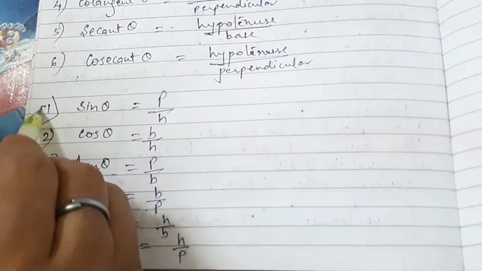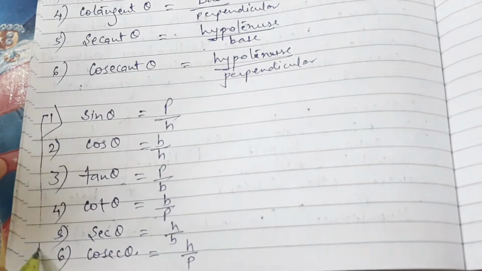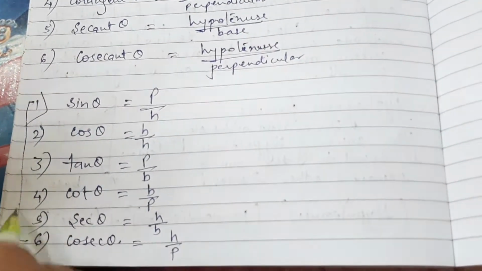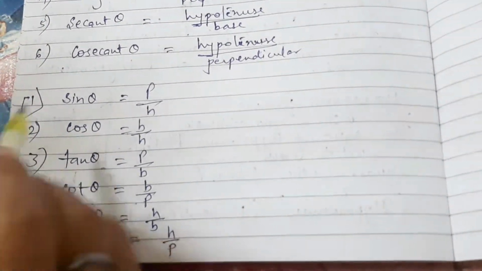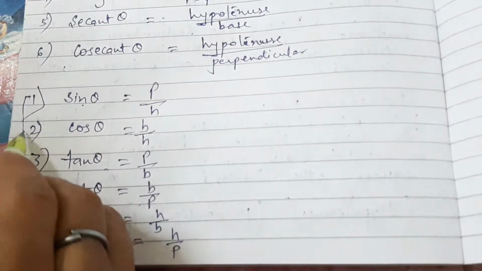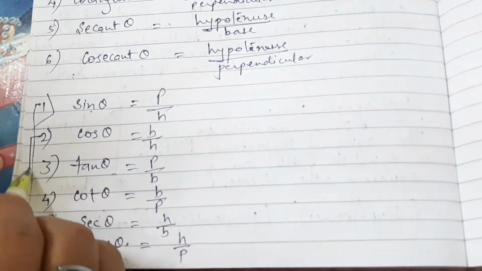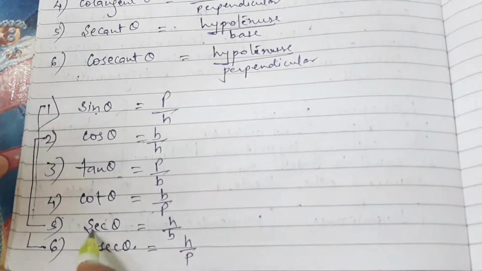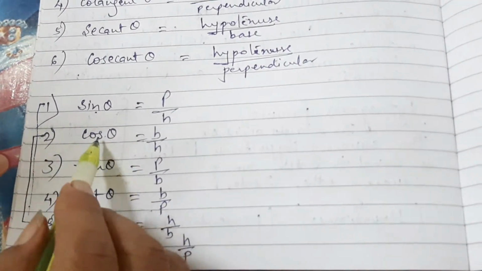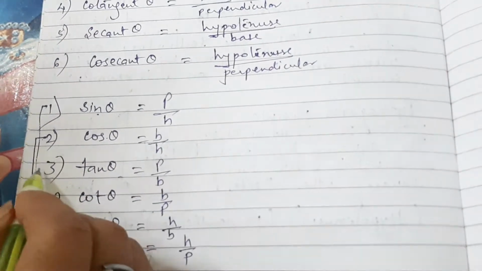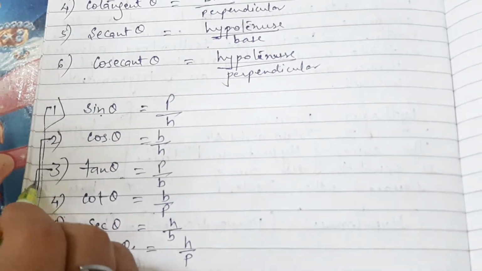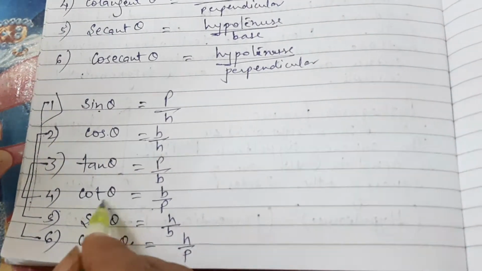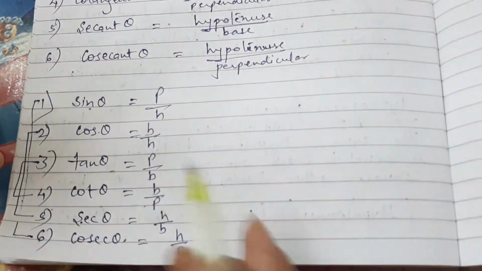Sin theta is the reciprocal of cosec theta. Similarly, cosec theta is also the reciprocal of sin theta. Cos theta is just the reciprocal of sec theta. Same way, sec theta is also the reciprocal of cos theta. Tan theta is just the reciprocal of cot theta. Similarly, cot theta is also the reciprocal of tan theta.